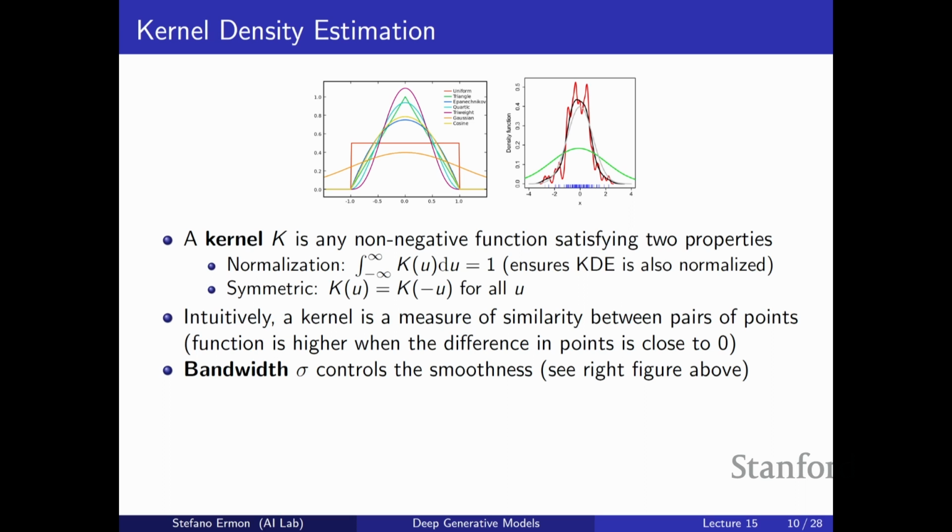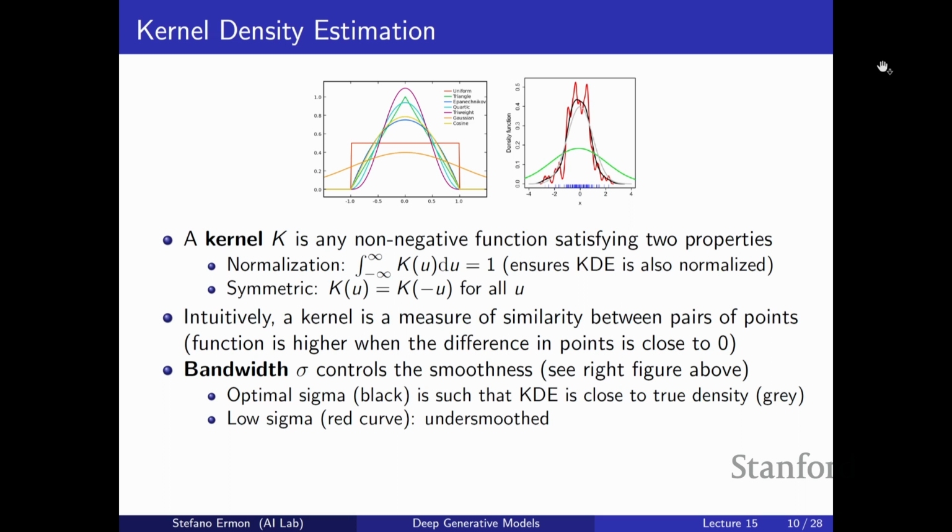And so you can imagine that ideally you'd like to pick a bandwidth such that you get the distribution, like the black curve here, that is as close as possible to the true curve that generated the data, which is shown in gray there. But you can see that if you were to choose a value of sigma that is too small, then you're going to get something like the red curve, which is very jaggy again. And so it's under smooth.